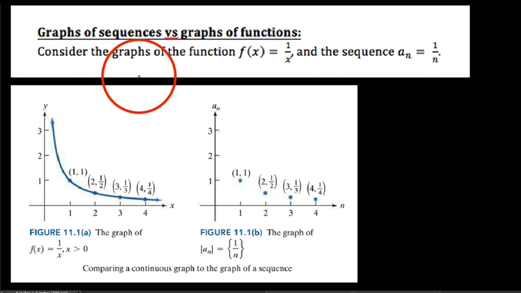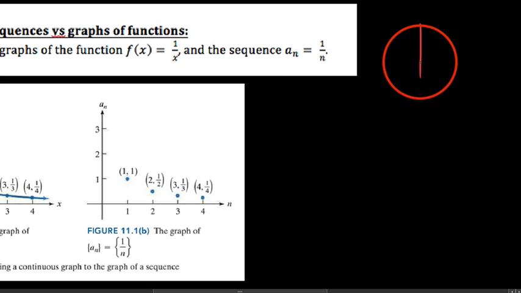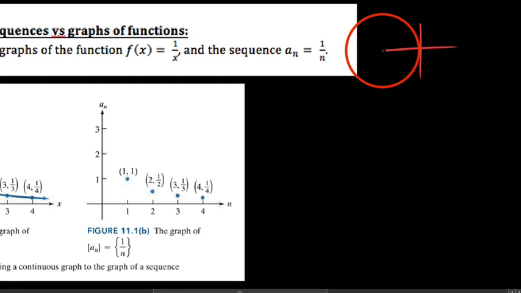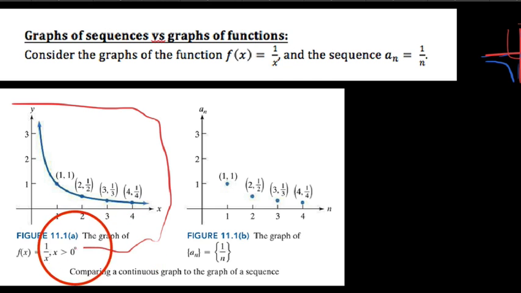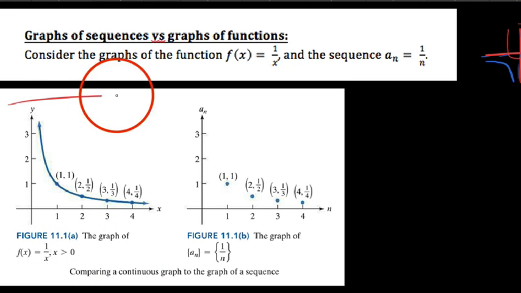So what I want to do is this. Consider the graph of f of x equals 1 over x. Now 1 over x, by the way, was our rational function that had an asymptote here and an asymptote here, and it had two branches. But if we look at just the right side right here, that's what you're seeing in this graph.